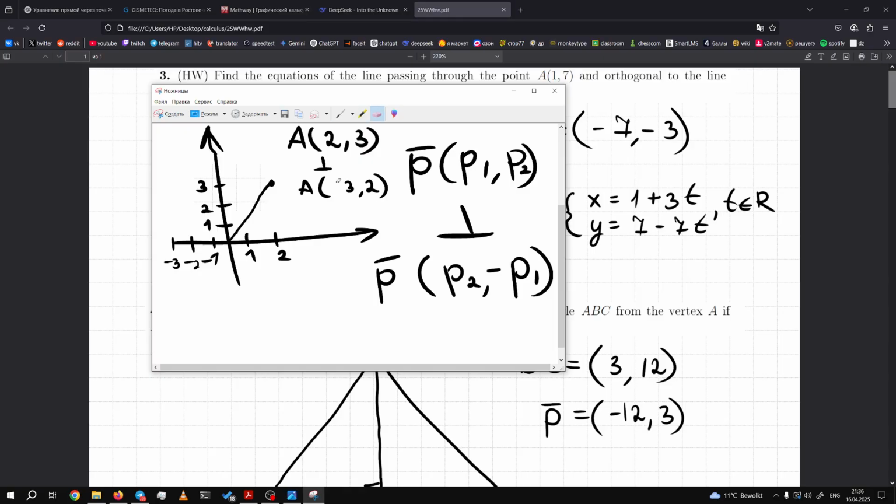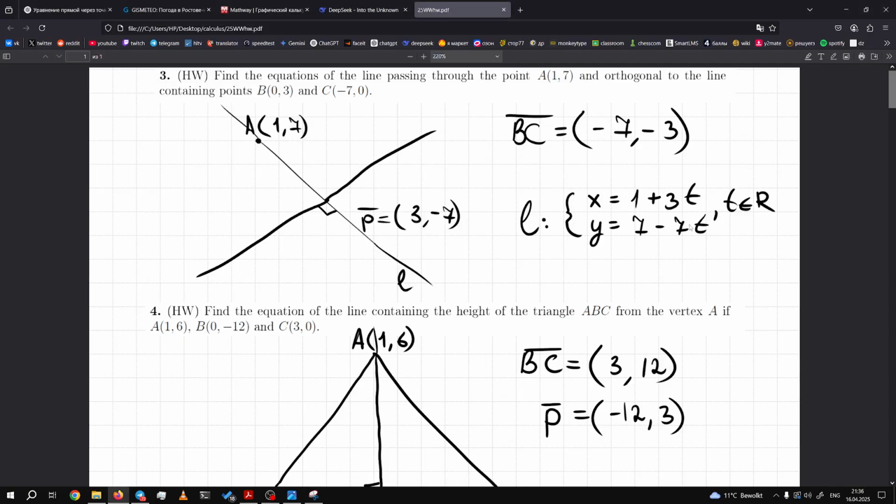Oh, no, wait. It's P2, and minus P1. So 3, and minus 1, minus 2. So 3, minus 2 is this one, right? And as you can see, they are orthogonal, 90 degrees between them. This is the angle, 90 degrees. This is 180, and this is 90.